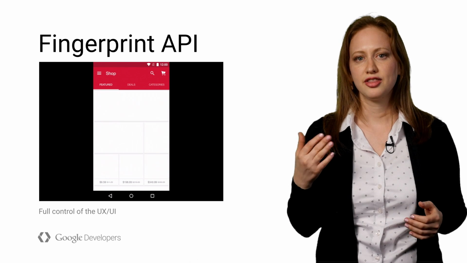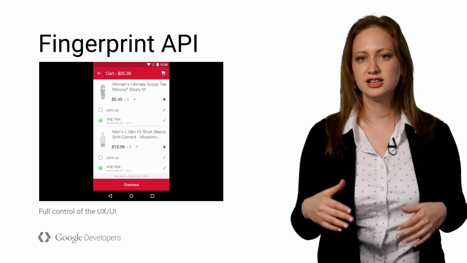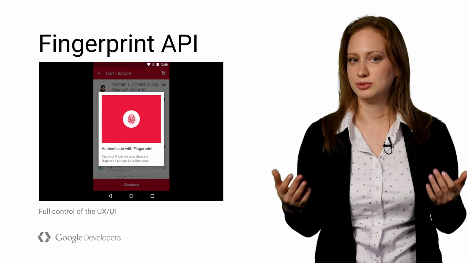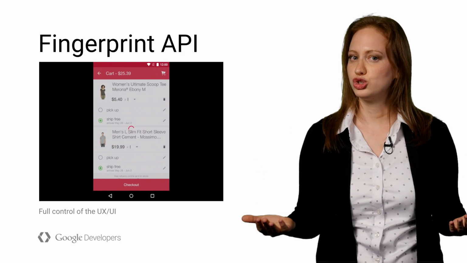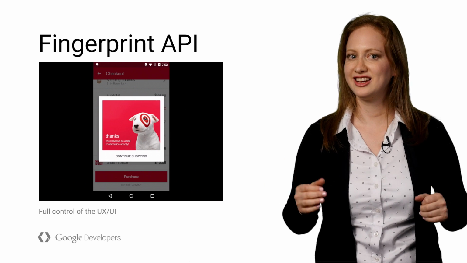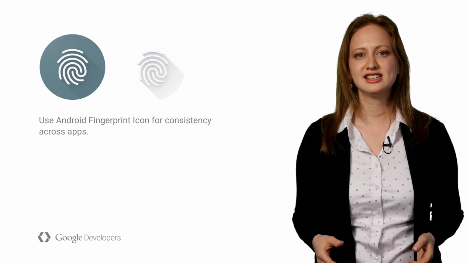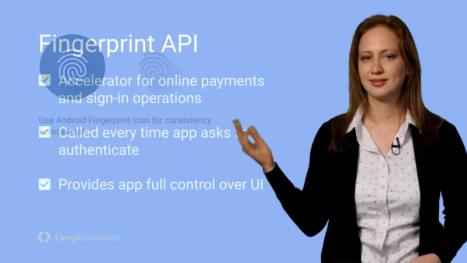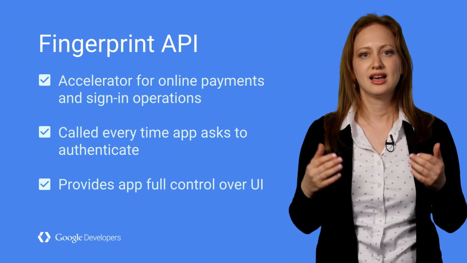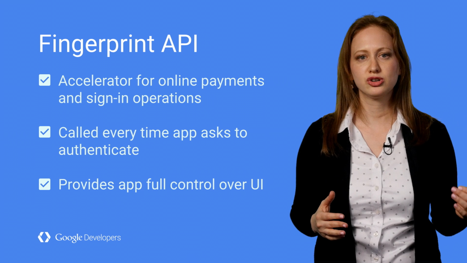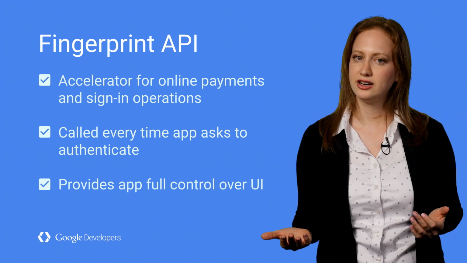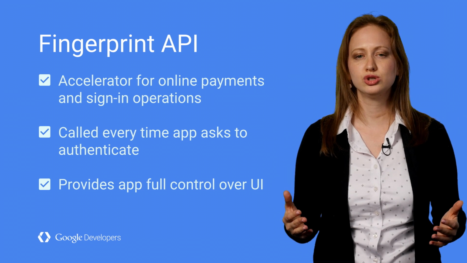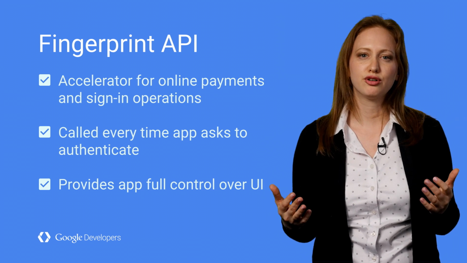In this example, the target app is using the fingerprint APIs to confirm users' online purchases. A user can add items to his cart, and when he's ready to check out, he can confirm using his finger. For consistency across apps, we recommend using the Android fingerprint icon. To summarize, our fingerprint APIs can be used to accelerate online payments and sign-in operations.